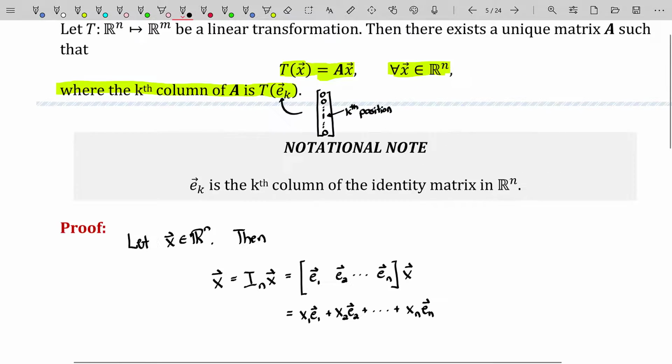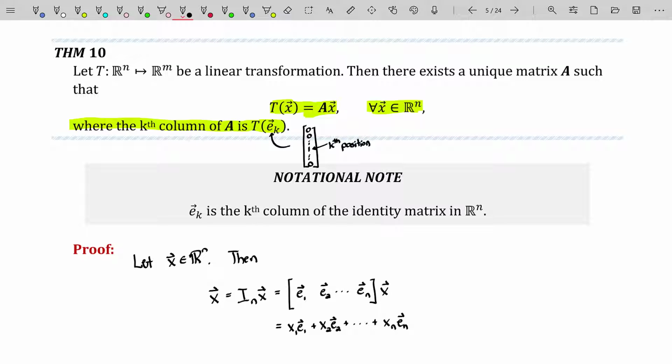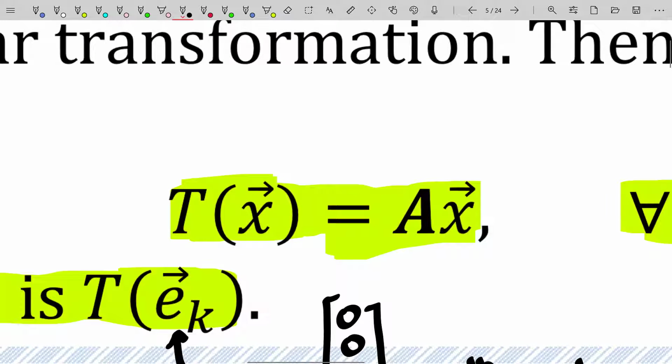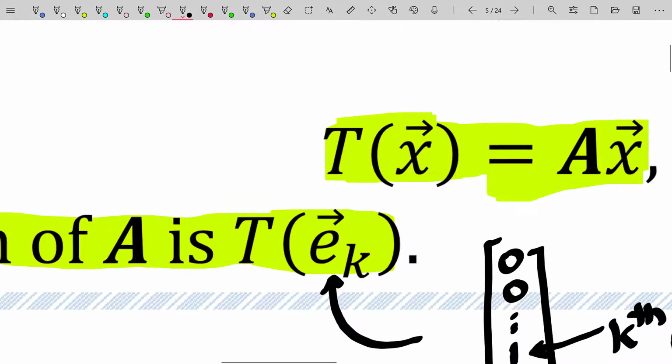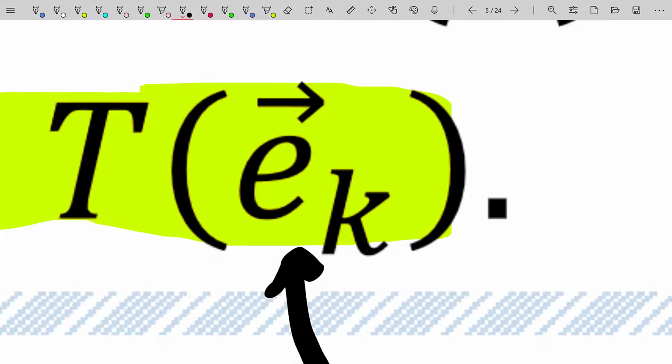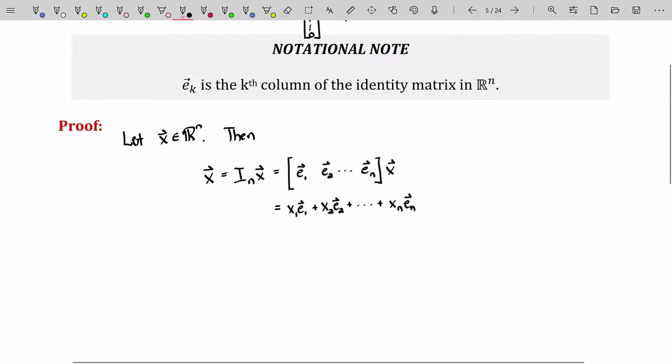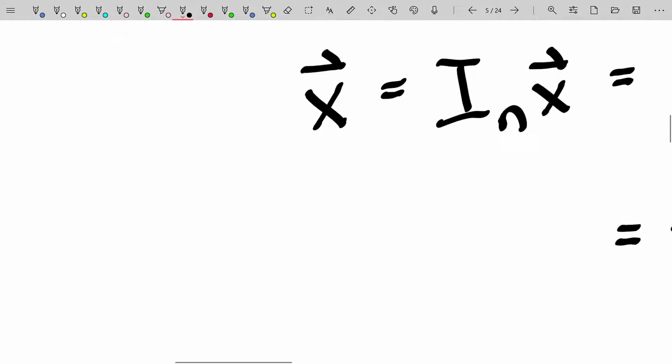Now what do we want to show? Well, we want to show that the transformation of a random vector X is just a matrix A times X, where the matrix A is a bunch of columns of this form, transformation of E1, transformation of E2, and so on and so forth. Well, let's go ahead and perform the transformation of X.